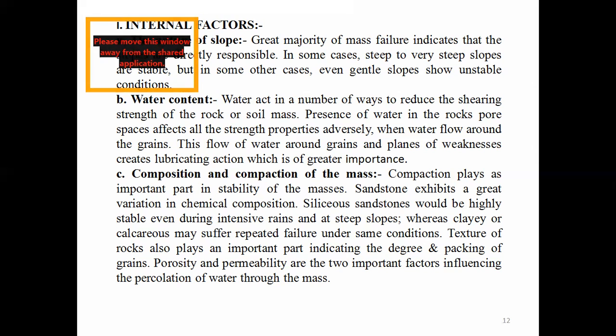The next point is the composition and compaction of the mass, what the material is made up of. That is also very important. The composition plays a very vital role in the stability of the masses. Sandstone exhibits great variation in chemical composition. Siliceous sandstones would be very stable even during intensive rain. So heavy rainfall also plays an important role.